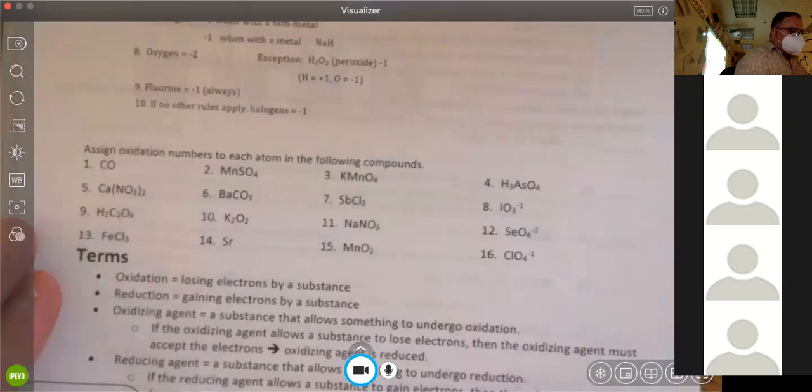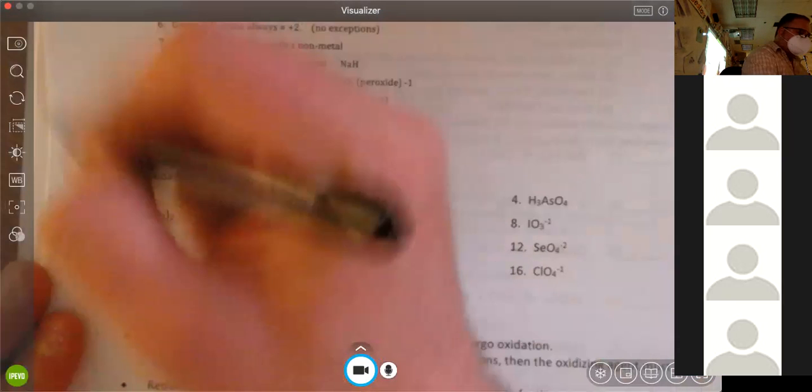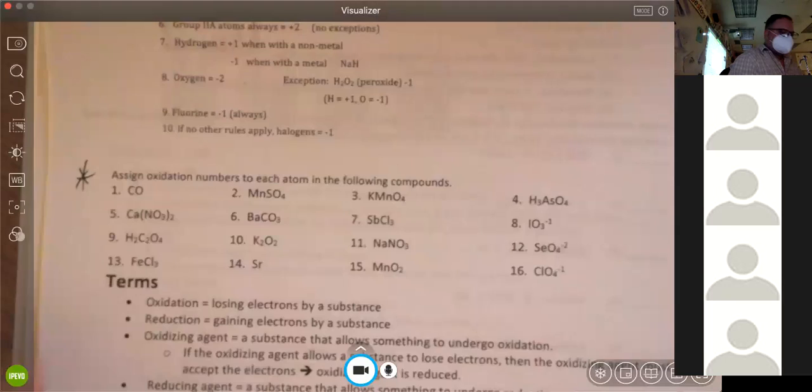So if we take a look, assign oxidation numbers to these. This will be the assignment for tonight. I'll post the answers up tomorrow at some point.